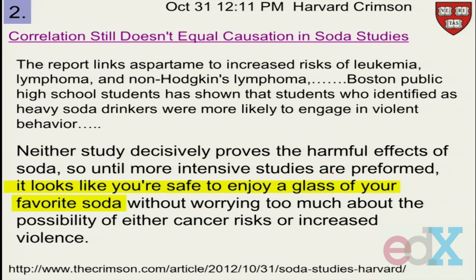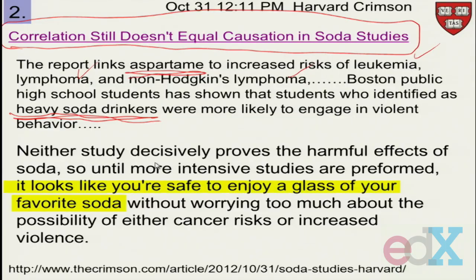One of them showed a correlation between aspartame, the artificial sweetener in these soft drinks, and increased risks of leukemia, lymphoma, non-Hodgkin's lymphoma. So that was one study. And the other study correlated high school students who identified as heavy soda drinkers with being more likely to engage in violent behavior. There are two studies that show that.